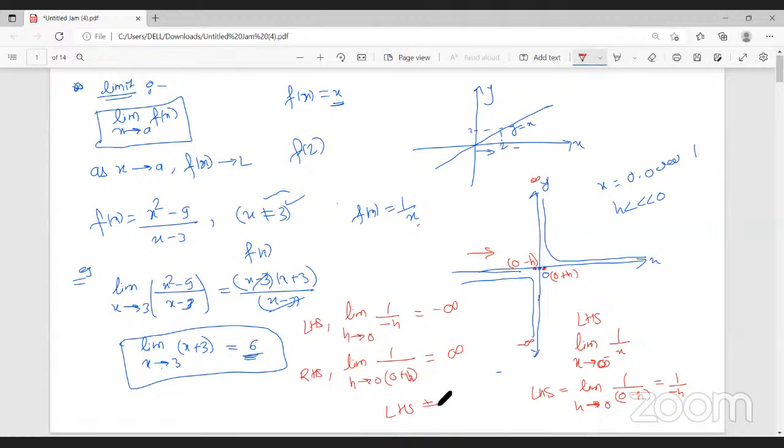So that means at 0, the limit does not exist. The limit x tends to 0 of f of x will not exist here. It is 1 by x.